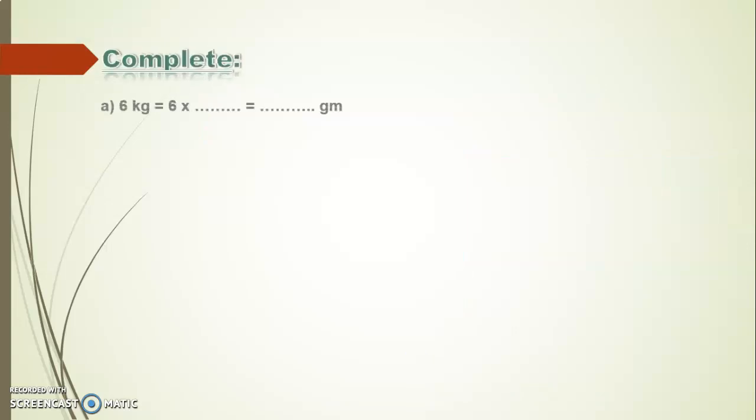Complete. A. 6 kilograms equals 6 times dots equals dots grams. To convert from kilogram to gram we multiply by 1000. So my answer is 6,000 grams. Number B. 5 kilograms and 750 grams equals dots grams.